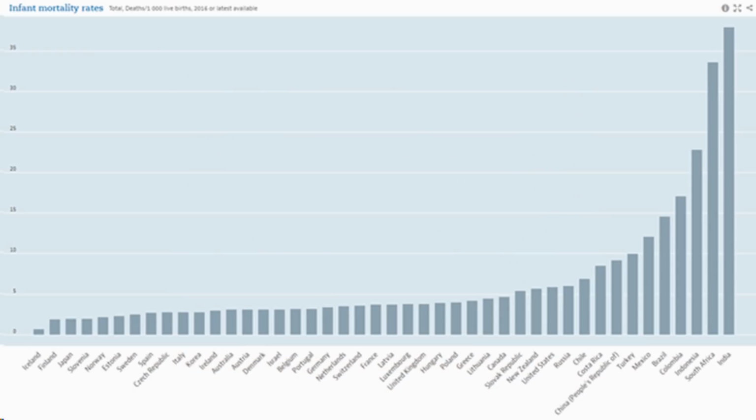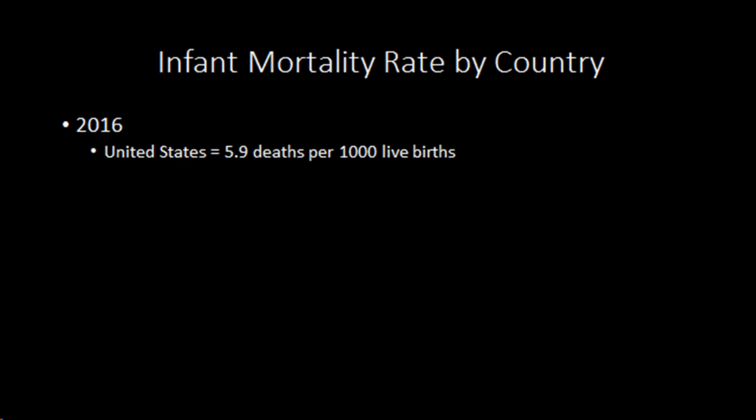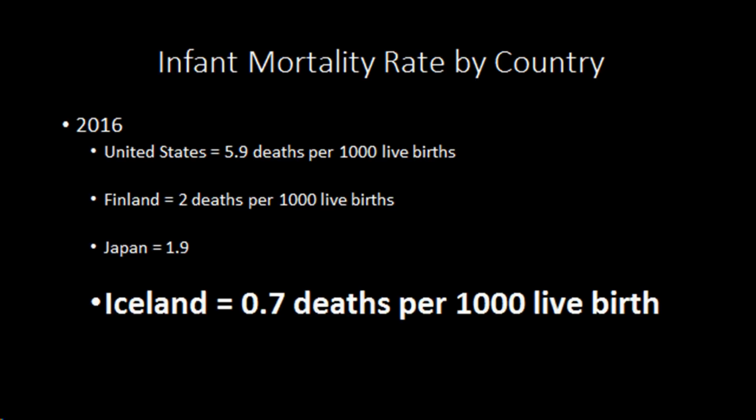This graph from the OECD shows the infant mortality rate by country for 2016. It shows that the United States is far behind Iceland, Finland, and Japan. The infant mortality rate for the US in 2016 was 5.9 deaths per 1,000 live births, but for Iceland it was only 0.7 deaths, and for Finland and Japan only 1.9 to 2 deaths.